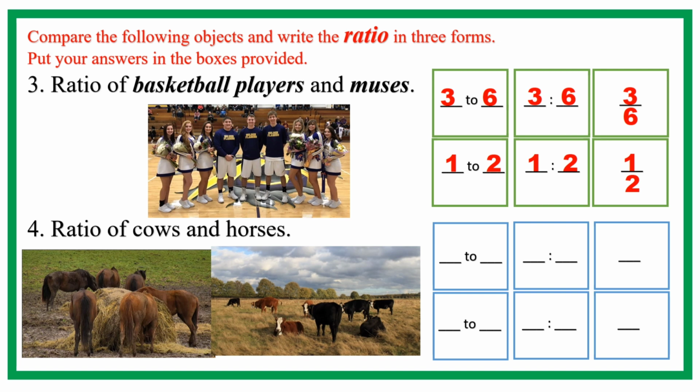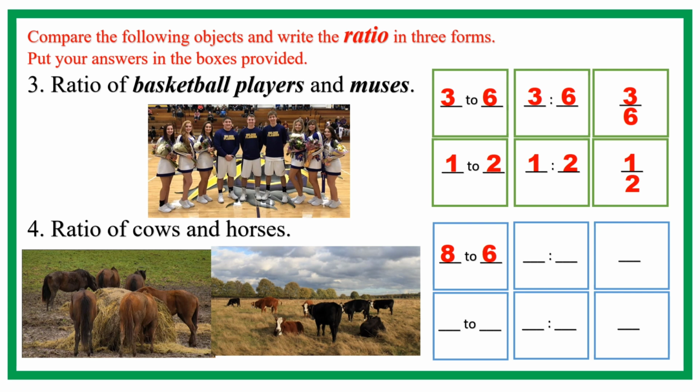Now, let's answer number 4. Ratio of cows and horses. Let's count first the number of cows, which is on the right side. 1, 2, 3, 4, 5, 6, 7, 8. We have 8 cows. Let's count the number of horses. 1, 2, 3, 4, 5, 6.